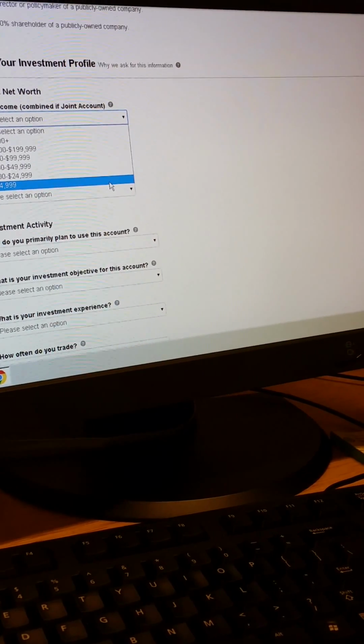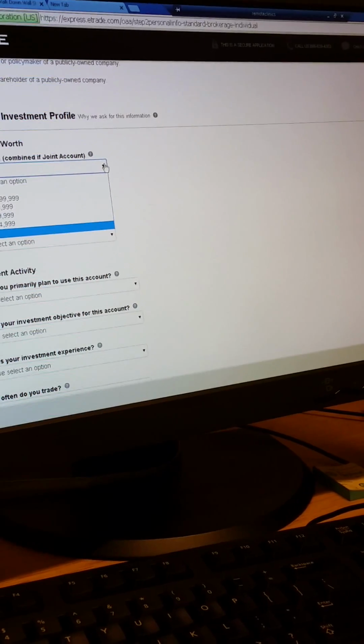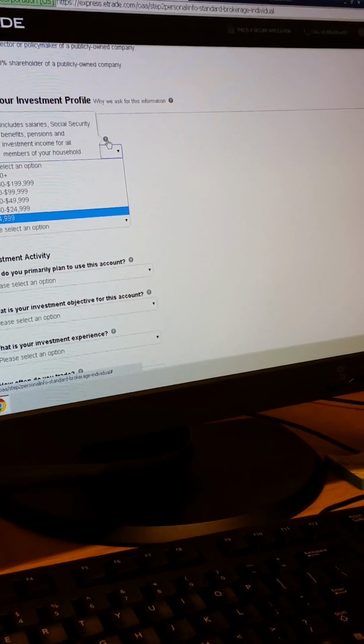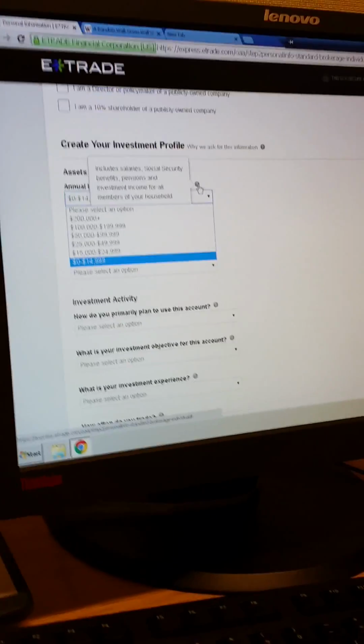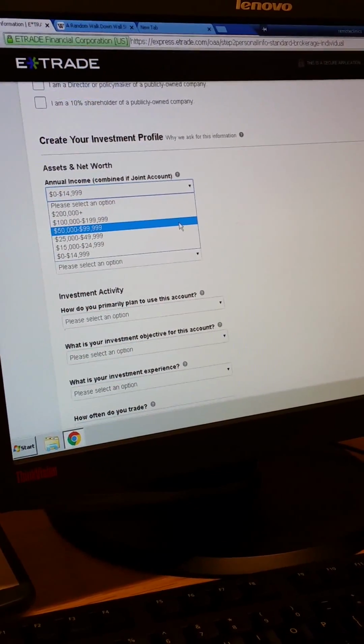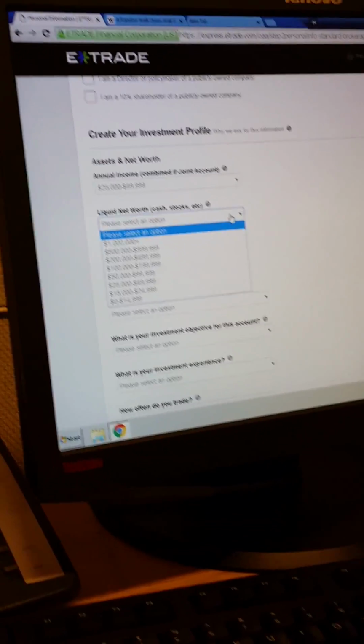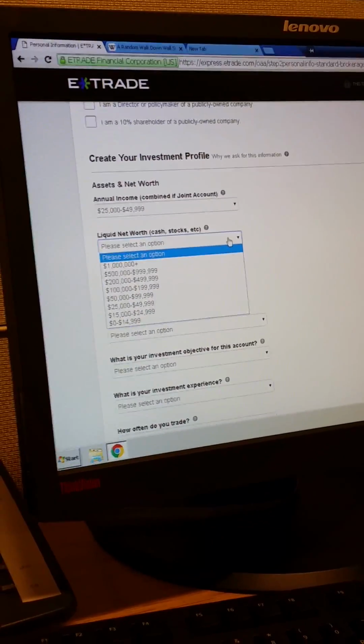I feel like my student loan is probably a lot more than that. Some brokers, I don't know if E-Trade does it, restrict your investment activity depending on how much you put. Okay, so I guess I should put at least 25 to 49. All right. You got a huge raise suddenly.